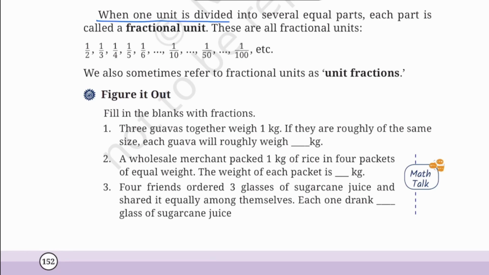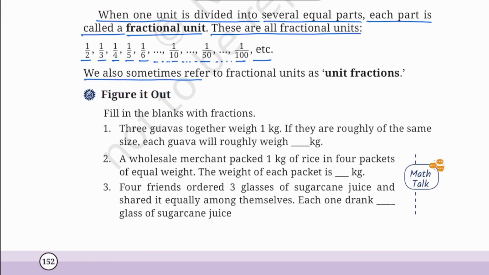When one unit is divided into several equal parts, each part is called a fractional unit. These are all fractional units: 1 upon 2, 1 upon 3, 1 upon 4, 1 upon 5, 1 upon 6 and so on, 1 upon 10 and so on, 1 upon 50 and so on, 1 upon 100, etc. We also sometimes refer to fractional units as unit fractions.